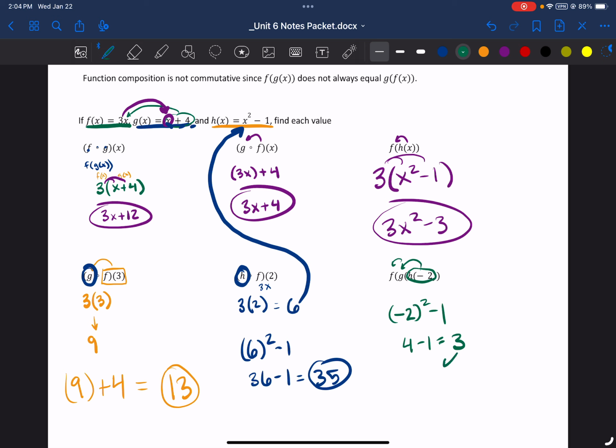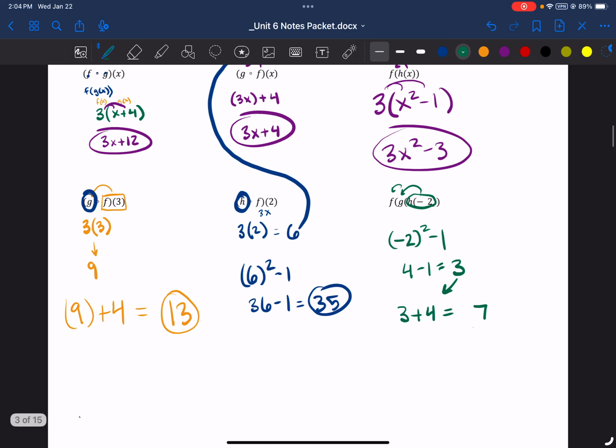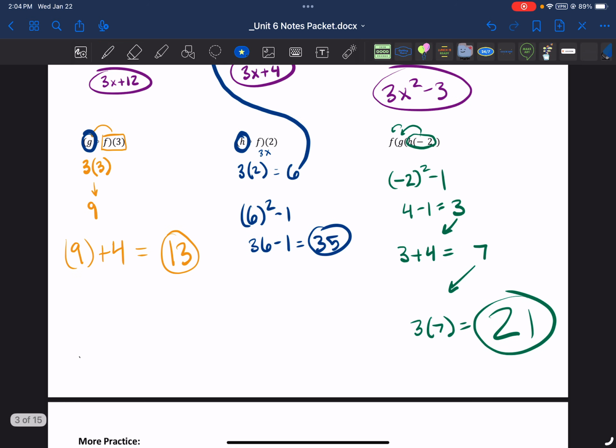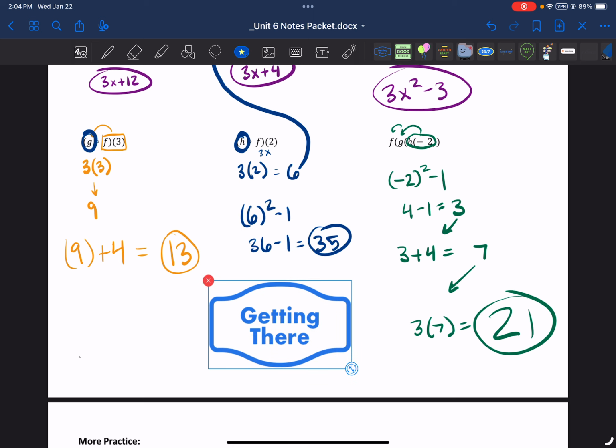Now we plug that into g. 3 plus 4. Now we take that and we plug it into f. And we get, of course, done. New one. We're getting there. Promise.